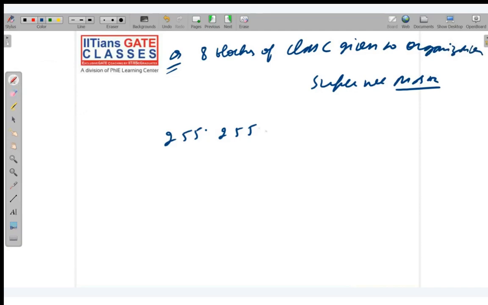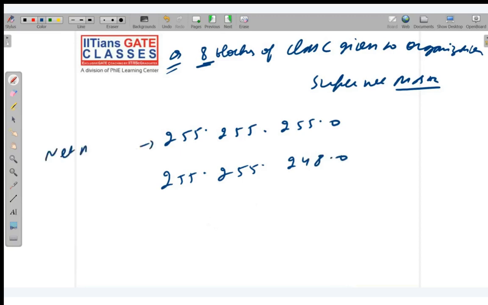So the net mask will be 255.255.255.0. 8 blocks means 3 bits you will borrow, so you will subtract 7. After subtracting 7, what will you get? 248.0. Yes, sir. That's it. So this is the net mask, and this is your supernet mask. Take the snapshot. Done, sir.